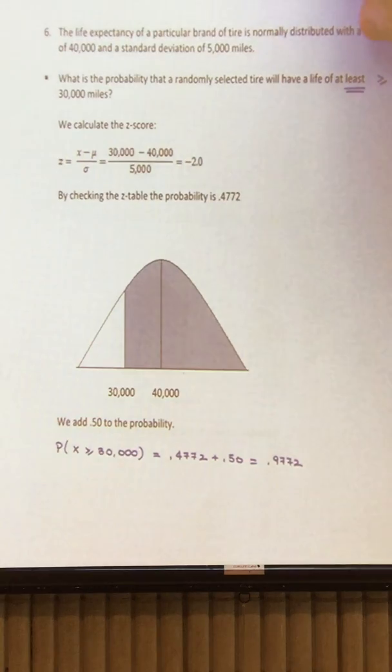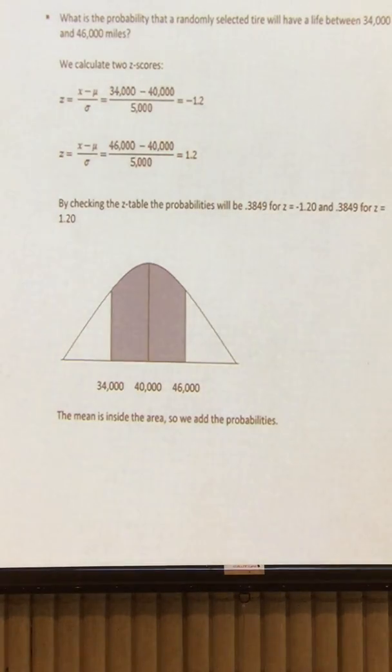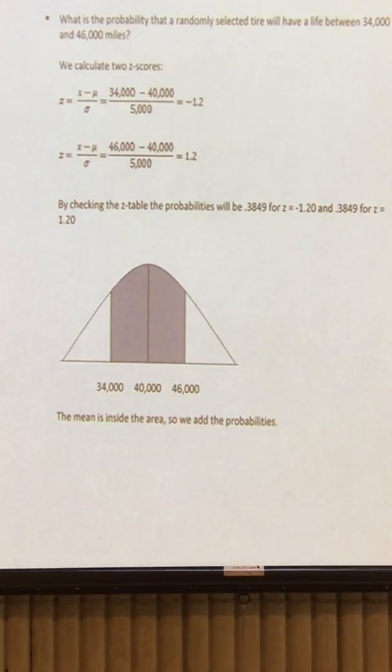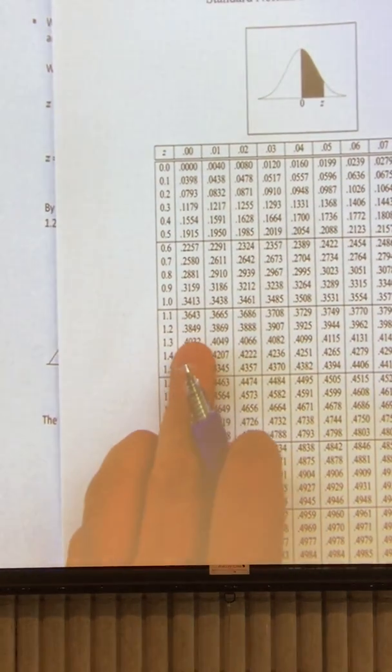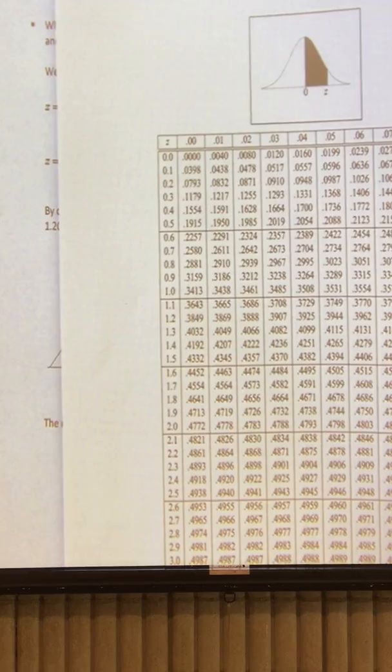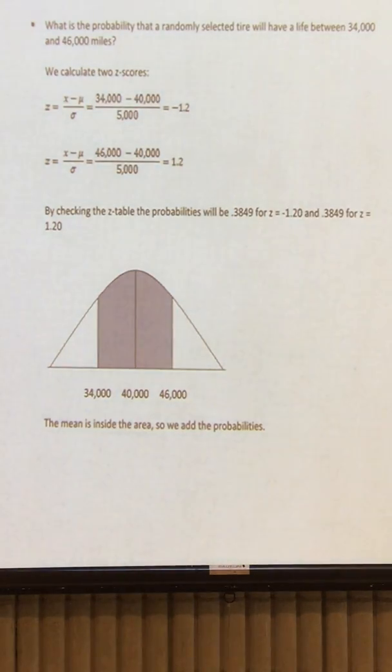For the last part, you look for the probability to be between 34,000 and 46,000. So we have to calculate two z-scores. Between 34,000 and 40,000, the z-score is negative 1.2. Between 40,000 and 46,000 is 1.2. So the probability for 1.2 will be 0.3849. So again, the mean is inside the area.